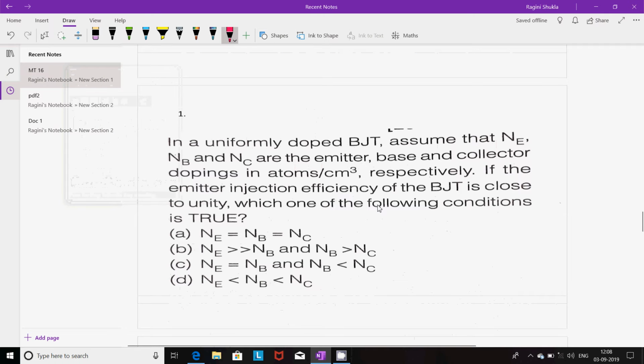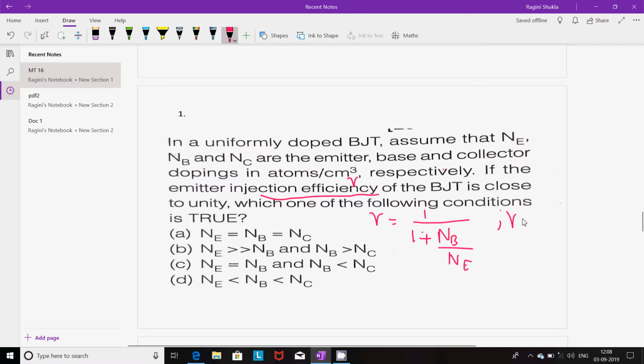First question. NE and NB are the doping concentrations given in emitter and base. If the emitter injection efficiency of the BJT is close to unity, this is your emitter injection efficiency, denoted by gamma. Now this gamma is equal to 1 upon 1 plus NB upon NE. This is the required formula.